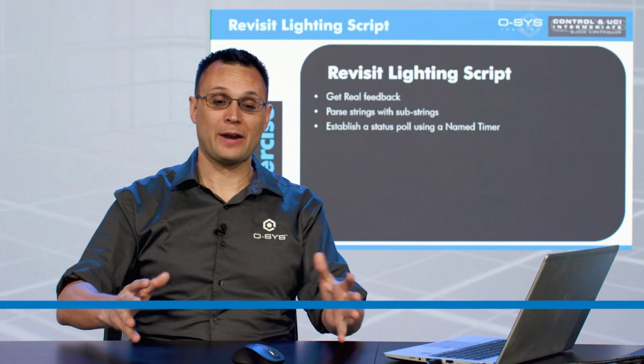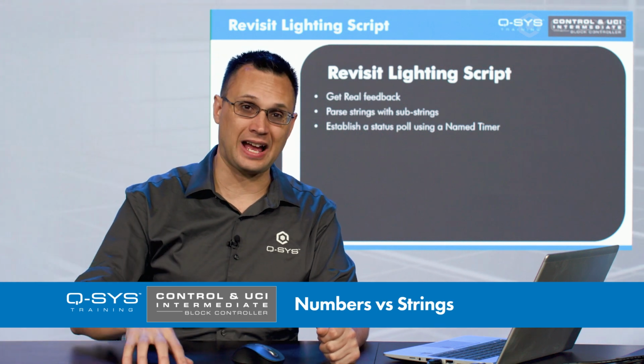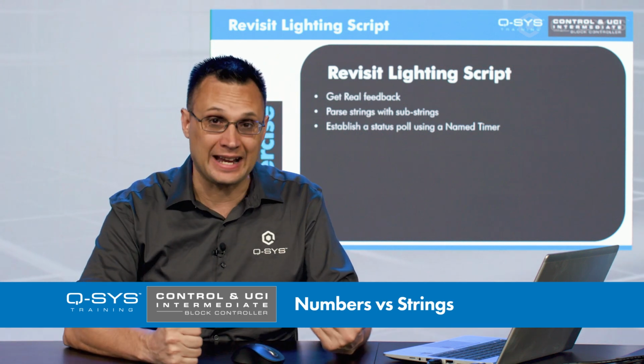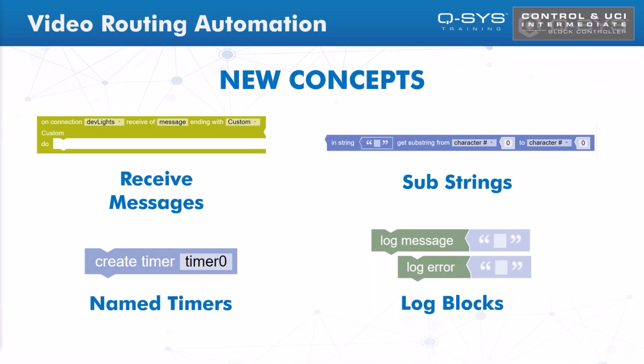Welcome back. All right, we've got more work to do in our design. We're going to go back to the lighting controller that we were working with previously. The new concepts we're going to use in this section: we're going to be receiving messages with our TCP connection. We're using the receive message block that gathers data from a third-party device.